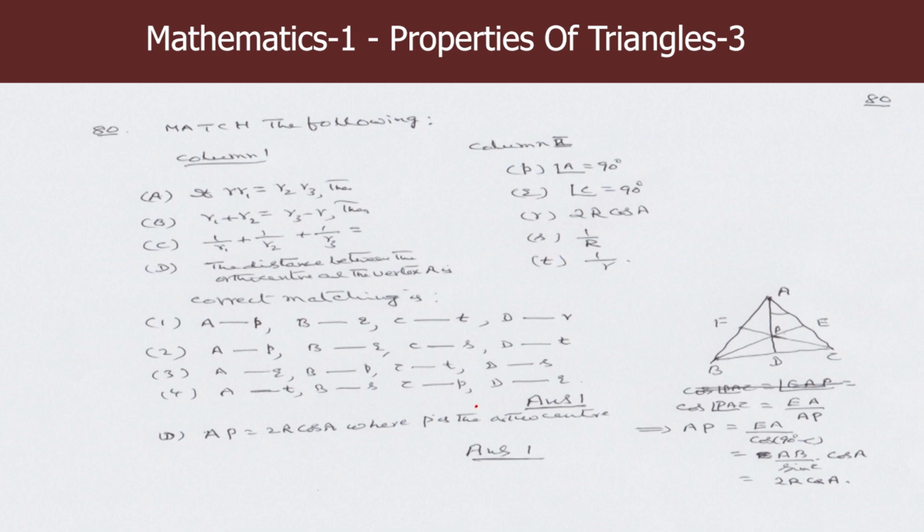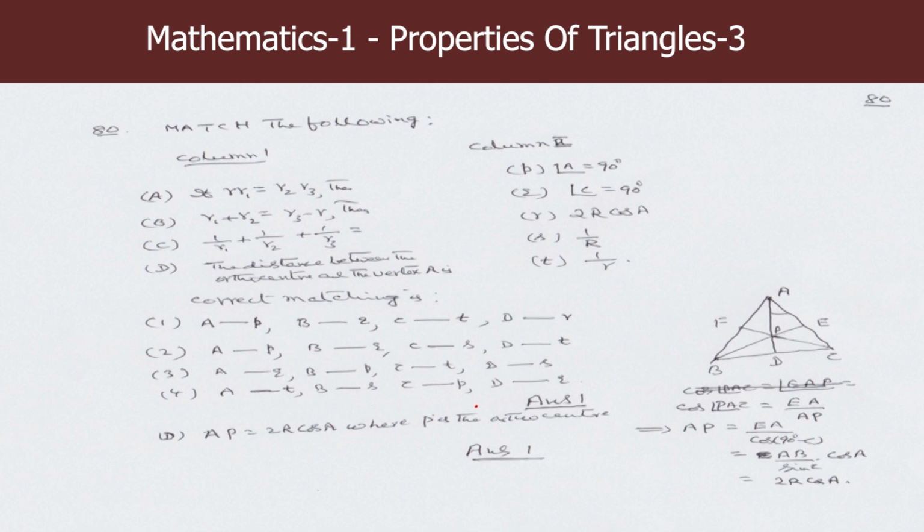A, r1 r2 is equal to r2 r3. B, r1 plus r2 is equal to r3 minus r. And C, given that 1 by r1 plus 1 by r2 is equal to 1 by r3. And D, the distance between the orthocenter and the vertex A of a triangle. And column 2: P, angle A is 90; Q, angle C is 90; R, 2R cos A; S, 1 by capital R; and T, 1 by small r.